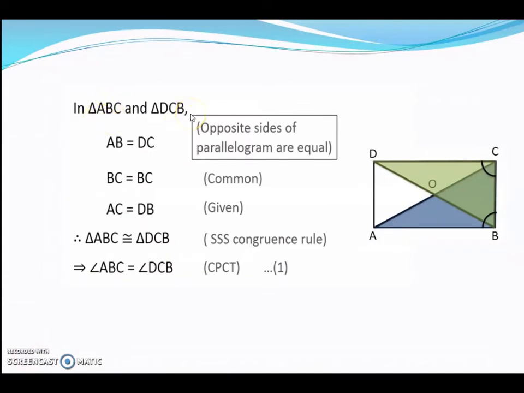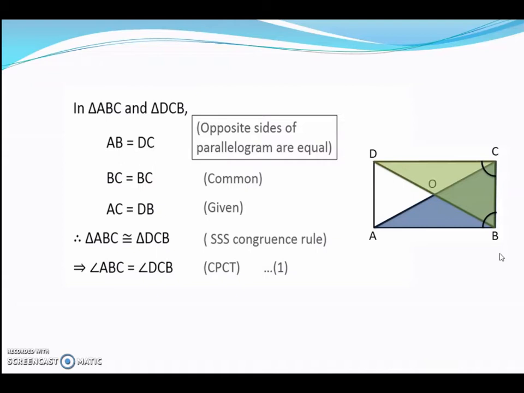First consider triangles ABC and DCB. Now here AB and DC are equal because they are opposite sides of a parallelogram. It is already given ABCD is a parallelogram, so we can assume all properties of parallelograms to be true for this. BC is the common side, common base for both the triangles. And AC and BD are given equal. Diagonals of this particular parallelogram are given to be equal. So AC and DB are equal.